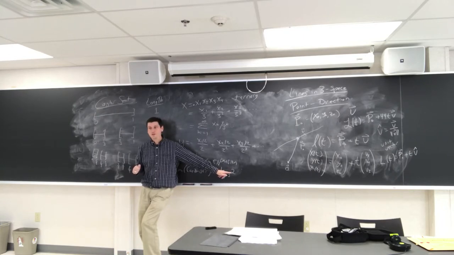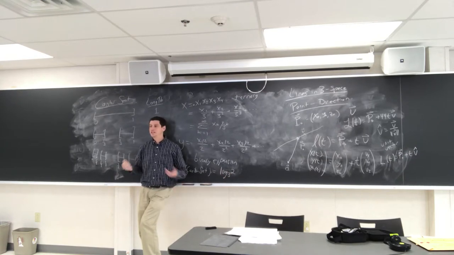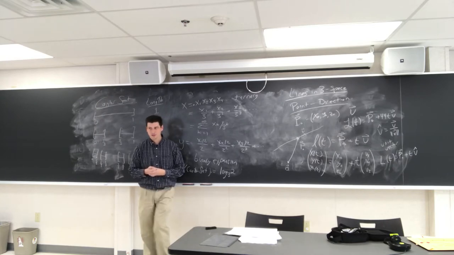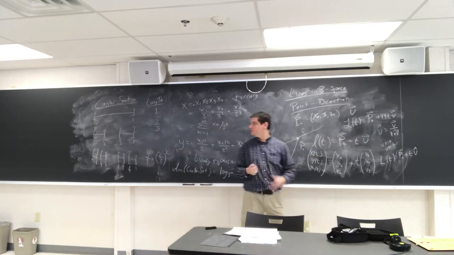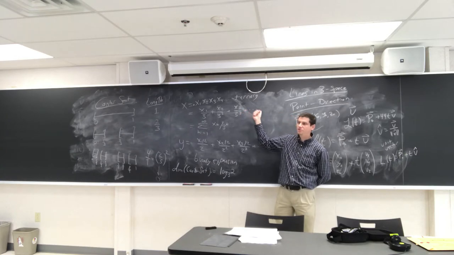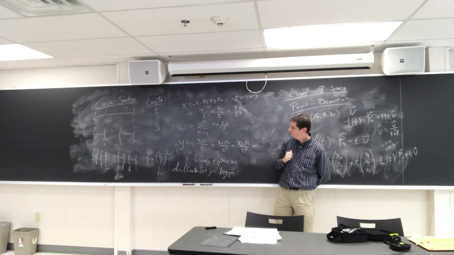I could also put a 1 over here. What's the log of 1 base 3? 0. So it's greater than 0. The Cantor set has a dimension somewhere between 0 and 1. Okay? So what I like about this is we get to talk about series expansions. We get to talk about writing things in base 2 rather than base 10. And we can see the dimension is a little bit different than you might expect.